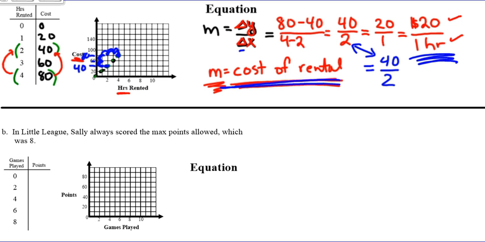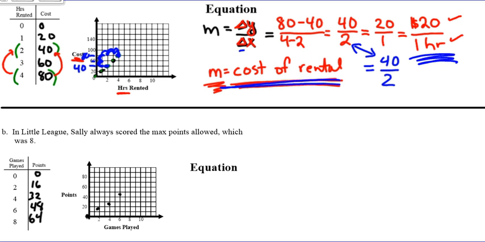So let's try Little League Sally. Again, 0 games, 0 points, 8 points per game, that's 16, that's 32, that's 48, that's 64. So this one is a little bit harder to read the information, because we had 0, 0, and then 2, 16. So we were just kind of eyeballing where this went. It wasn't perfect, which makes it a little bit harder when we want to use the information in a question. But we still have, 6 is 48.